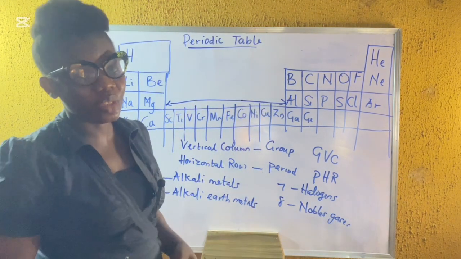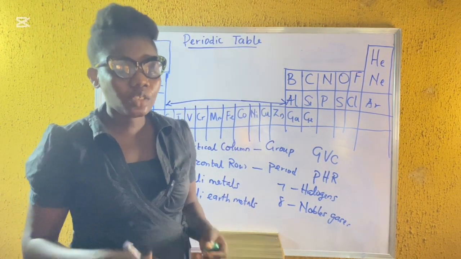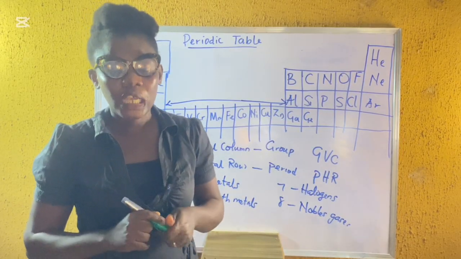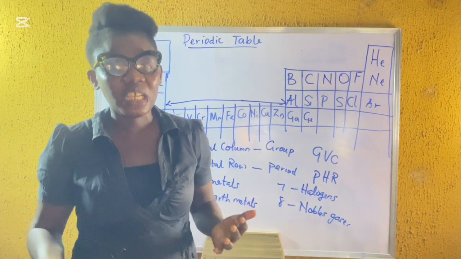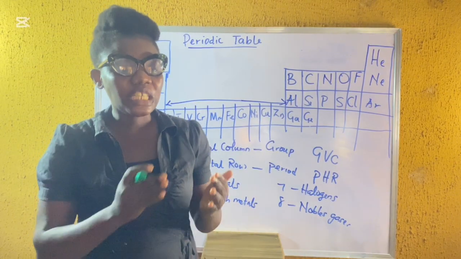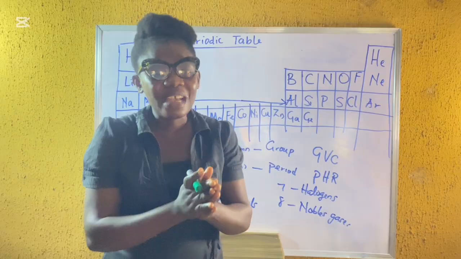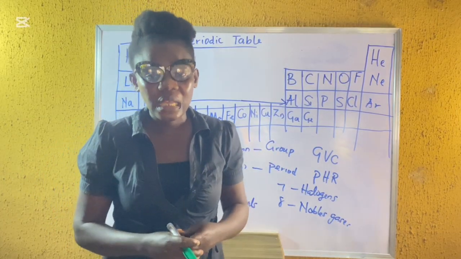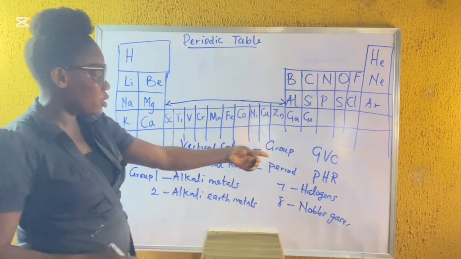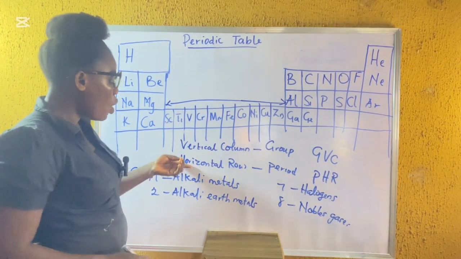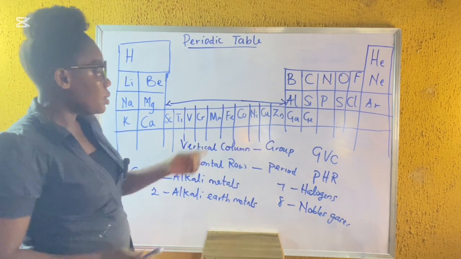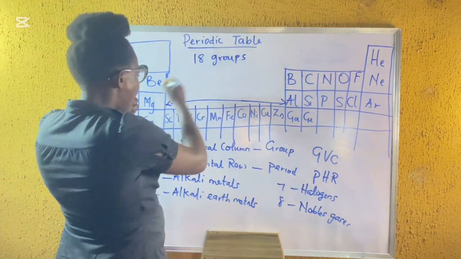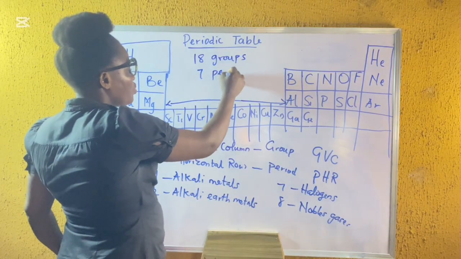So why do we have to arrange these elements in the periodic table? It's just to make the elements easy for us to learn. If we really want to learn the elements, it will be easier for us. And then it's just to arrange the elements neatly so we can definitely see all of them. So I have said that the group is a vertical column, the horizontal row is a period. We have 18 groups and we have 7 periods.